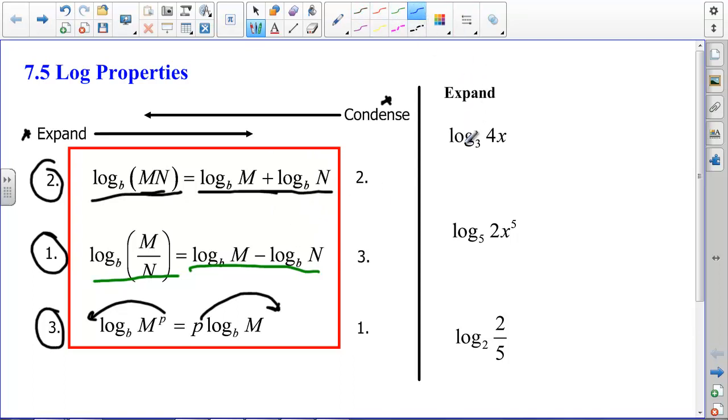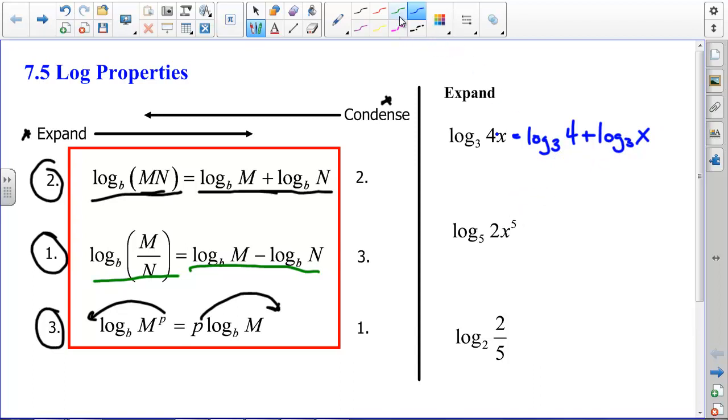The first thing we have is log base 3 of 4 times x. Now, even though it's 4x, remember it's 4 times x. And so since it's times, or multiplication, we're going to write it as log base 3 of 4 plus log base 3 of x. Multiplication means we add. If we can simplify these, we do, but because log base 3 of 4 is not a nice number, and log base 3 of x we don't know, we're just going to leave it as is.